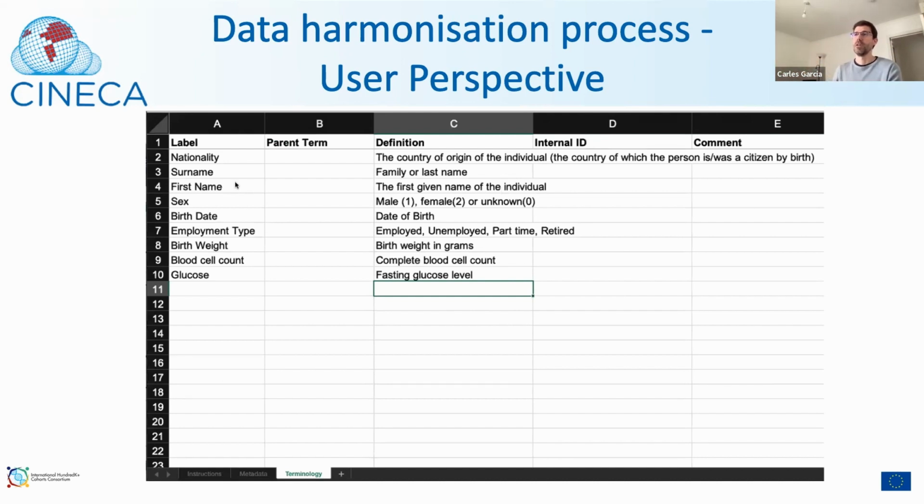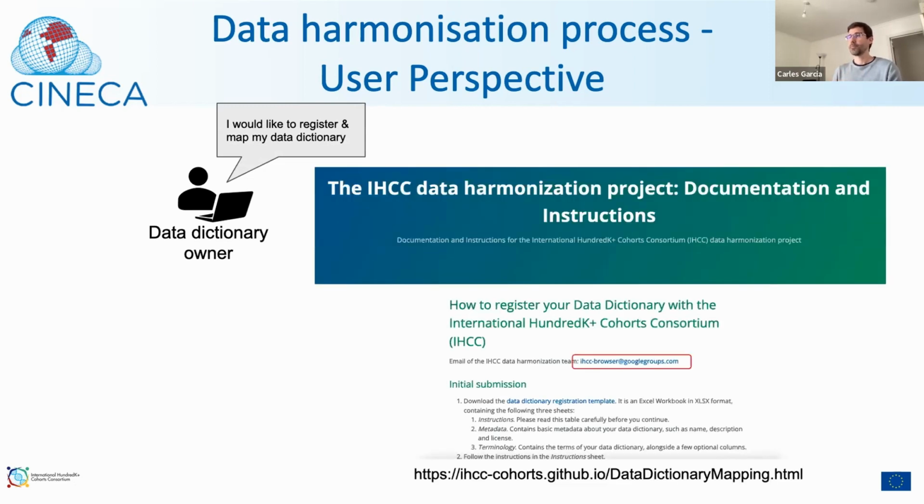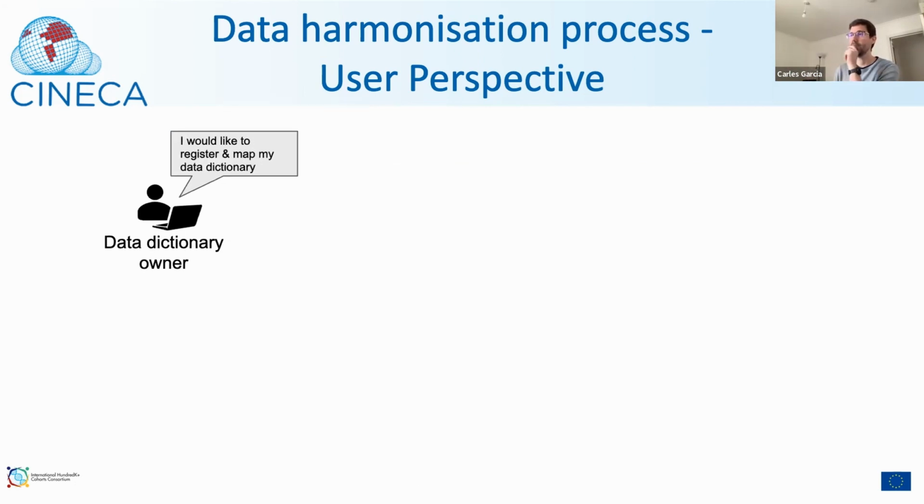This is an example. They would provide different terms. They can add a definition, and this is all they would provide to us. So, of course, this would be a big list. And then the data dictionary owner would send this Excel file to this address, and this would create a request.